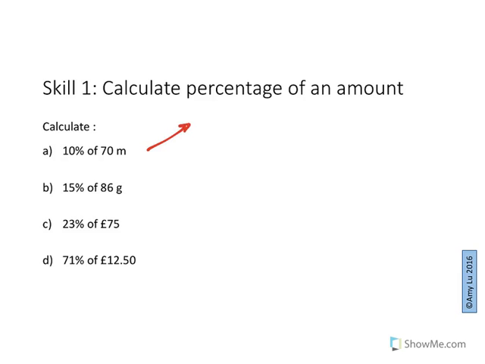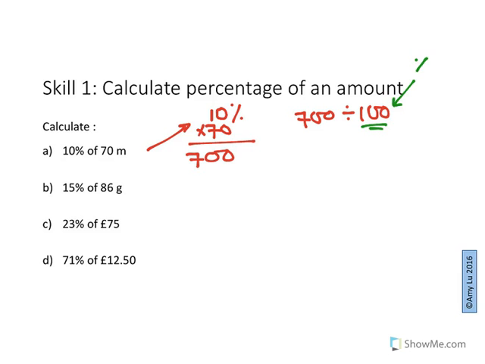The easiest way would be to simply multiply the percentage times what you're taking the percentage of. So 10 times 70, which makes 700. That's step one. And then step two, simply divide it by 100. The reason we divide by 100 every time is because 100 represents 100%. So 700 divided by 100 makes 7. So 10% of 70 meters is just 7. This is one way to do it.